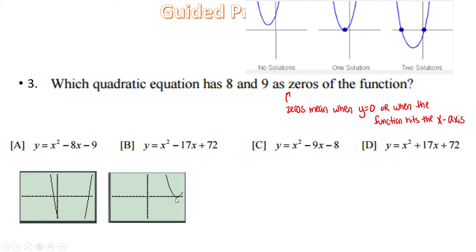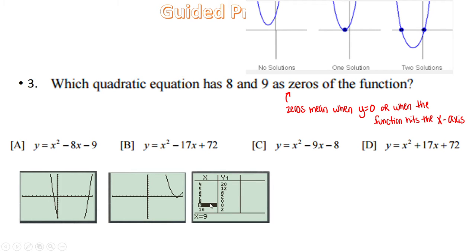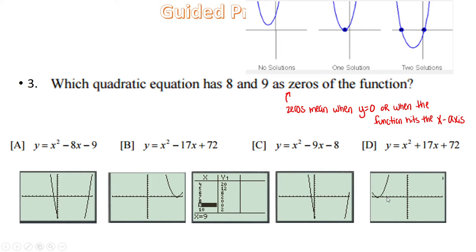So what you would want to do next anyways is look at the table, scroll down to 8 and 9, and see that they're both 0. This is what we want, because zeros are when y equals 0. These are my solutions. So B would be the answer. But if I check C, I can definitely tell that those two are not 8 and 9. And neither is D. Those look like to be negative 8 and negative 9. So B is my answer here.